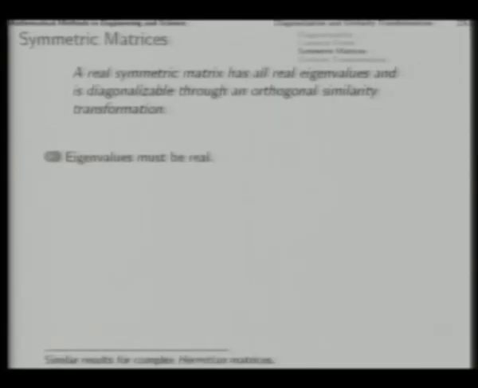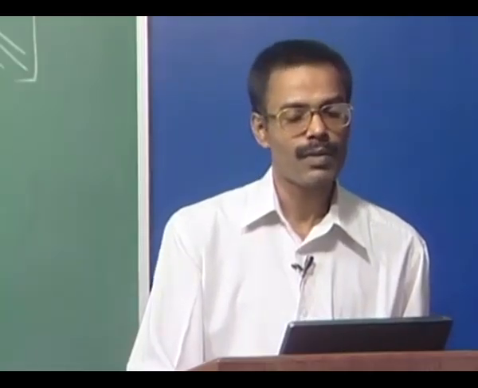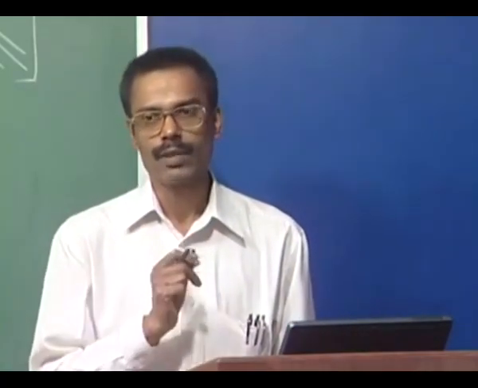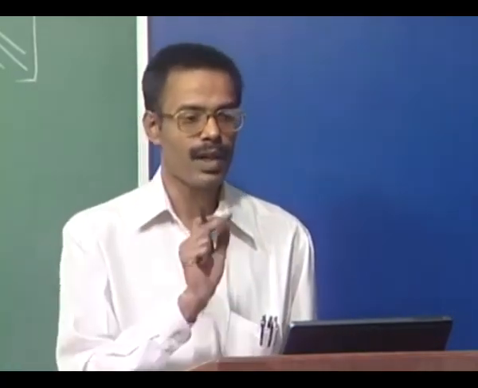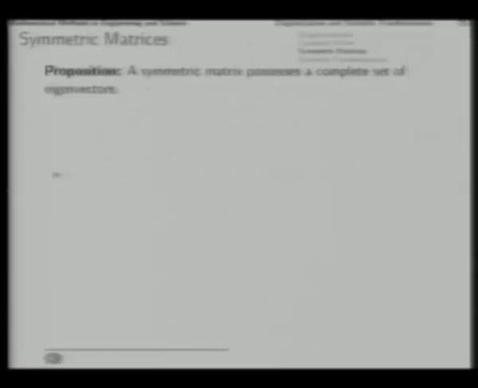Other than this real eigenvalue issue, what else is there in this statement? It is that the matrix is diagonalizable. That means it has a full set of n eigenvectors. A complete set of eigenvectors exists for a symmetric matrix. We consider this statement separately: a symmetric matrix possesses a complete set of eigenvectors.